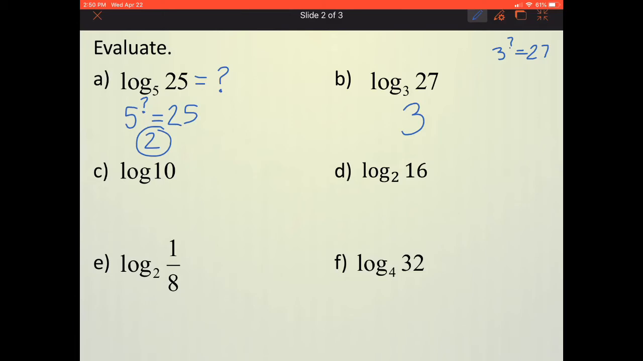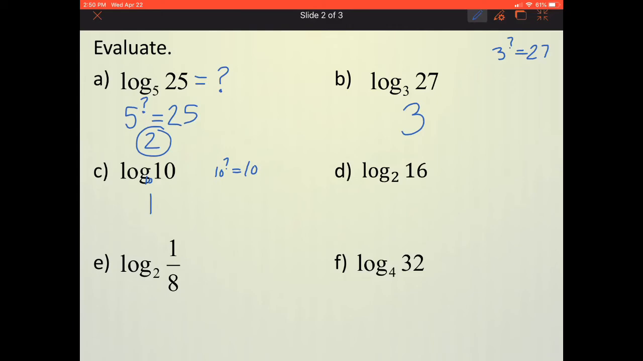All right, example C. Now, I don't see the base there, but I automatically know when there's a log with no base that it's 10. So you're asking yourself, 10 to what power is 10? 10 to the first power is 10. If you need to write it on the side, do it and ask yourself what that answer is. You can. If you can just do it in your head, that's totally fine.